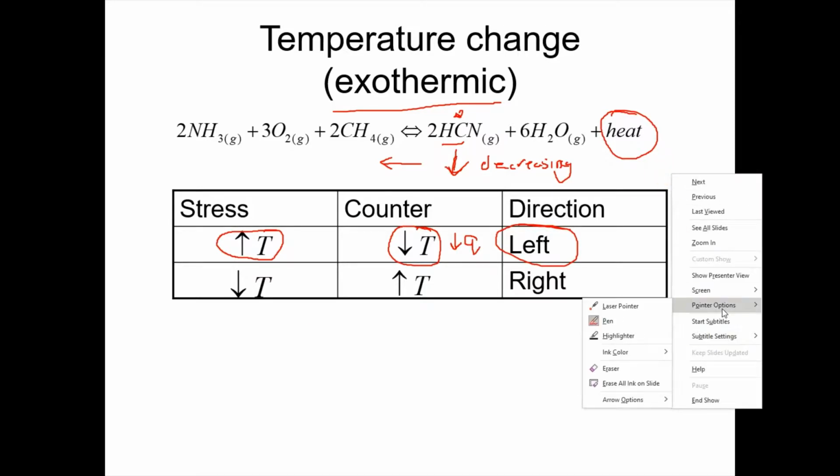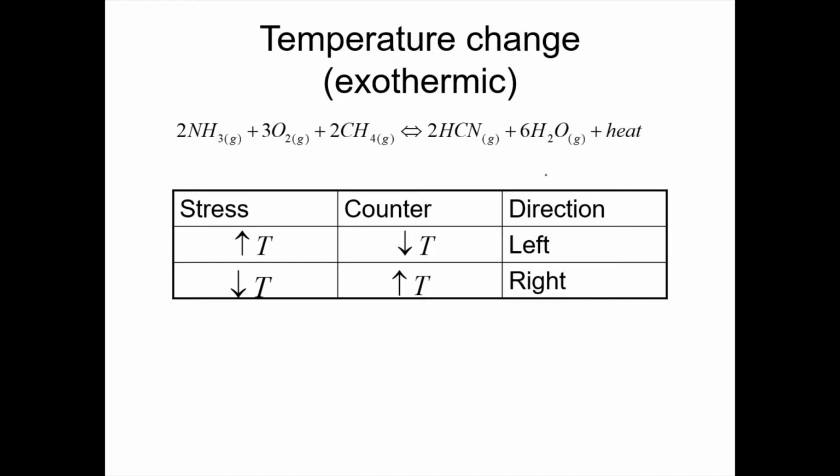Let me erase all this. Now, if you cool the reaction down, in other words, you drop the temperature on the reaction, that's your stress. Once again, this is what we did to it. The reaction wants to do the opposite, bring it back up. So it wants to increase the amount of heat. So we're going to go toward the heat. And the heat's on the right, so therefore the reaction is going to go to the right. So in this case, the amount of HCN would drop.